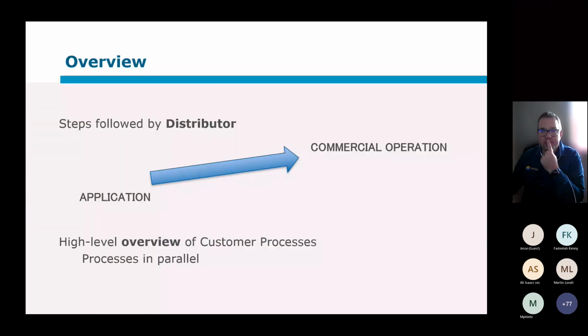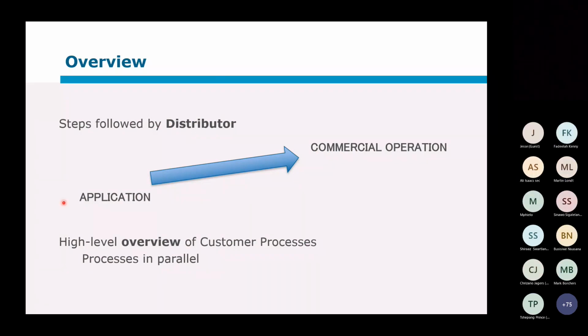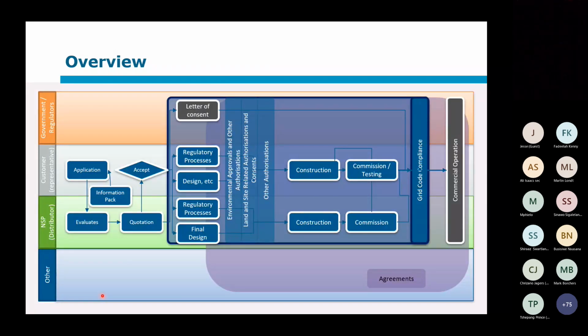Okay, so just on an overview again, we want to go from the application all the way to commercial operation. And we're going through those steps. This is for the distributor, and it gives just an overview of the customer processes. So I've got a type of a flow chart here, which actually describes the entire set of processes.